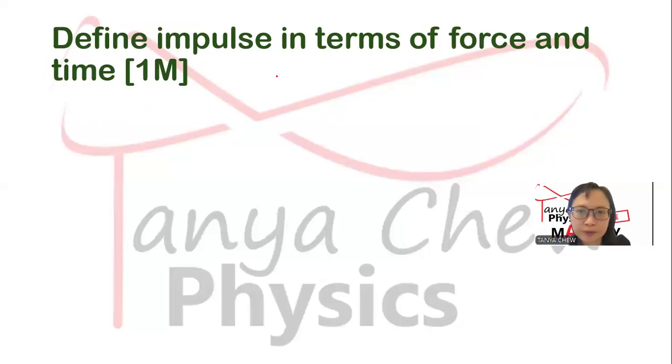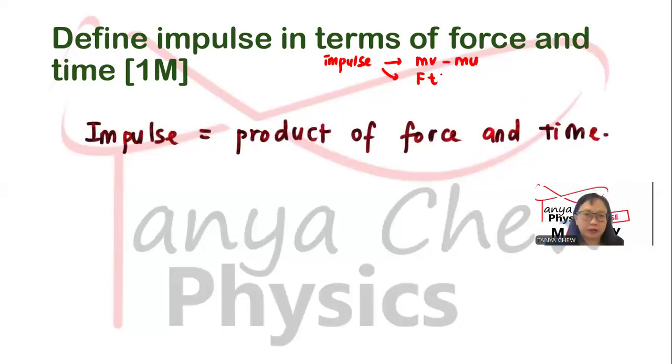Impulse is equal to, let me write it down first. Impulse is equal to change in momentum, final momentum minus initial momentum, or product of force and time. Since they ask you to define impulse in terms of force and time, how do you define it? Just write impulse is equal to product of force and time. Or if you don't like to write in this way, you can also write it as impulse equals force times time. That's it. 1 mark is yours.